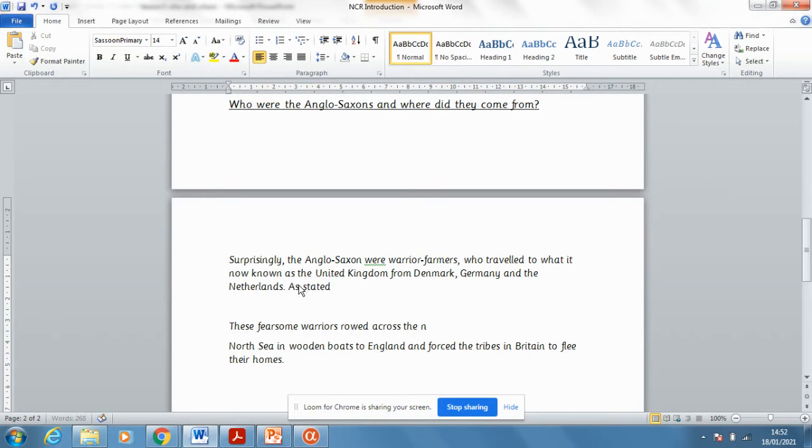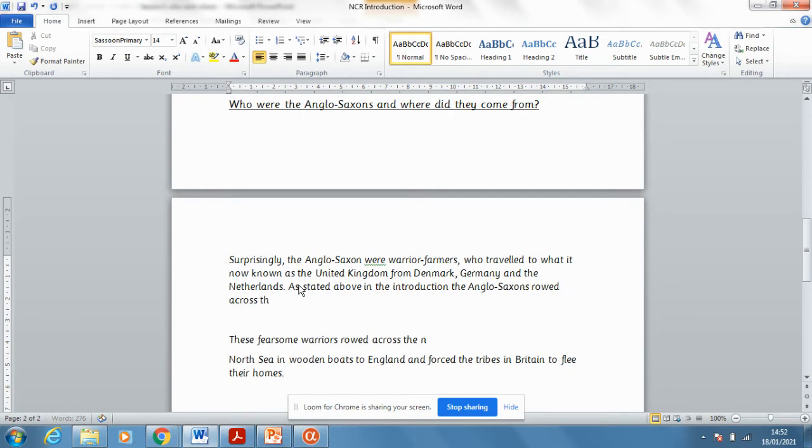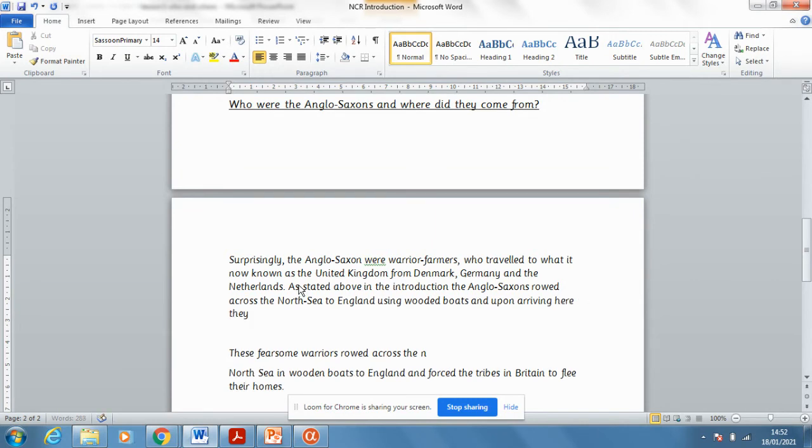So as stated above in the introduction, the Anglo-Saxons rowed across the North Sea to England using wooden boats, and upon arriving here, they forced the tribes to flee their homes.